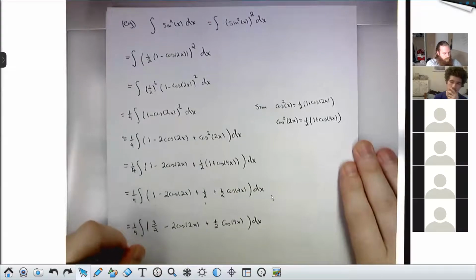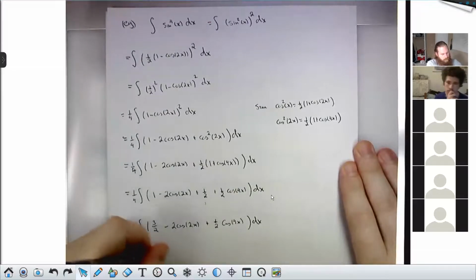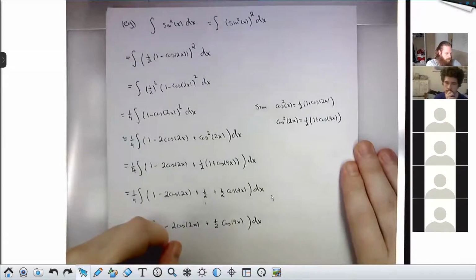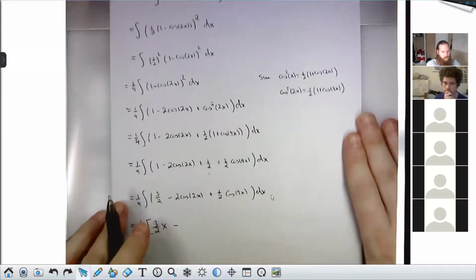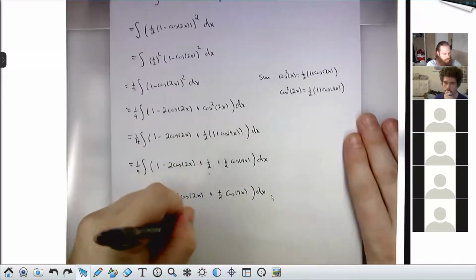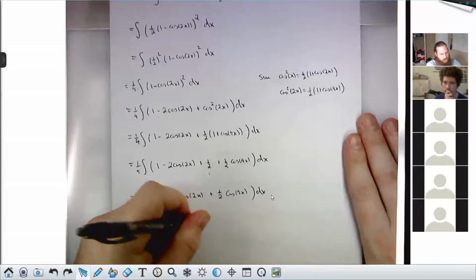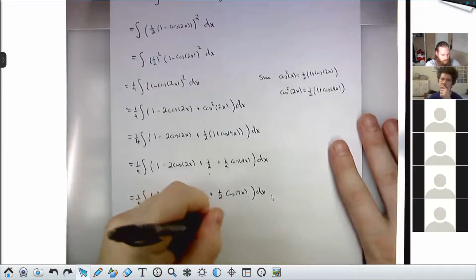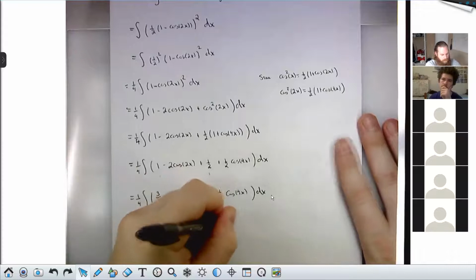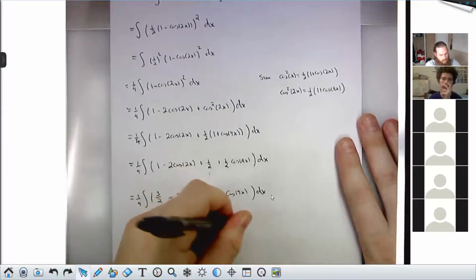That antiderivative is 3/2 x minus, the antiderivative for cos 2x is sine 2x over 2. The 2's cancel, so you'll just get sine 2x. And then an antiderivative for cos 4x is sine 4x over 4. So you'll have, together with that 1/2, 1/8 sine 4x.